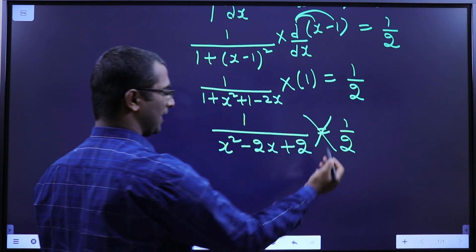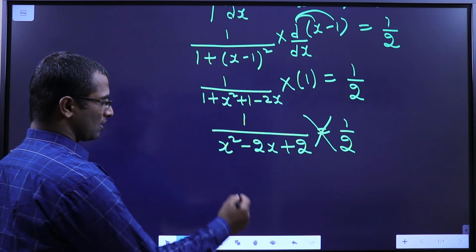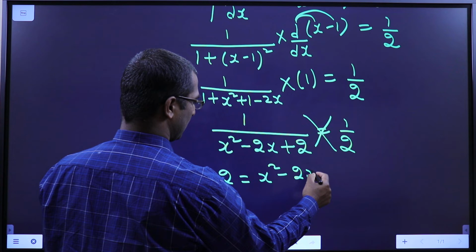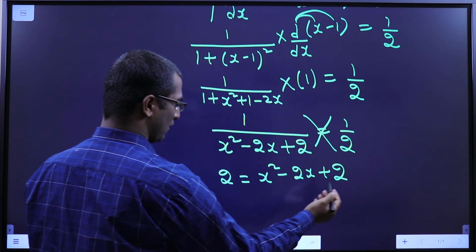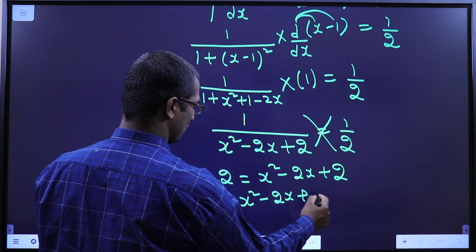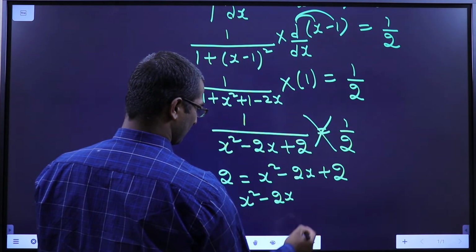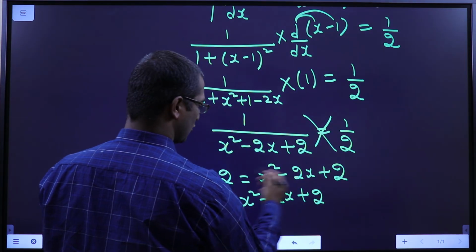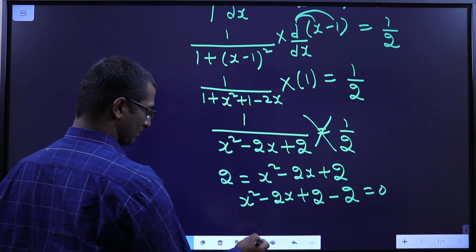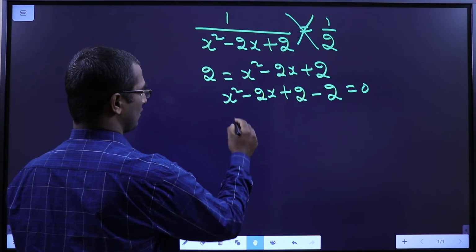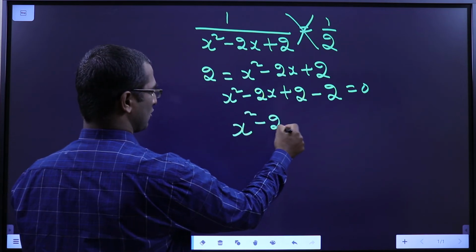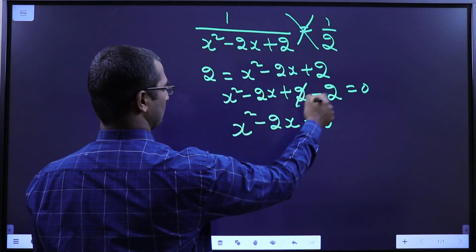To simplify, I need to do cross multiplication. So what do I get? 2 equal to x square minus 2x plus 2. Bring all to one side: x square minus 2x plus 2, minus 2 equal to 0. So that becomes x square minus 2x equal to 0.